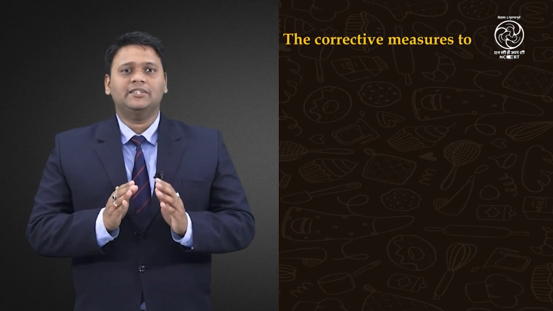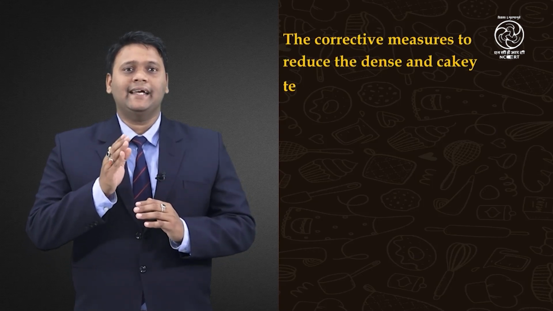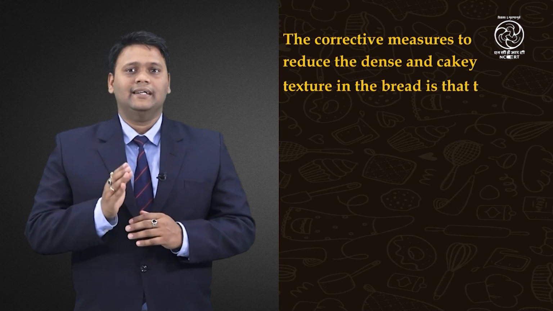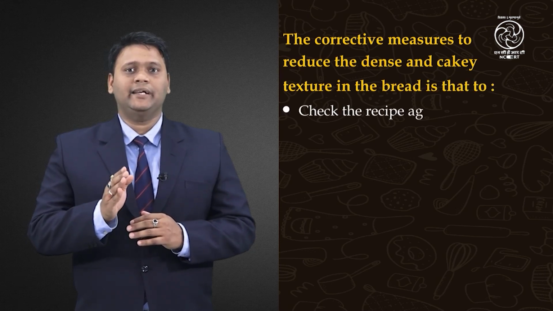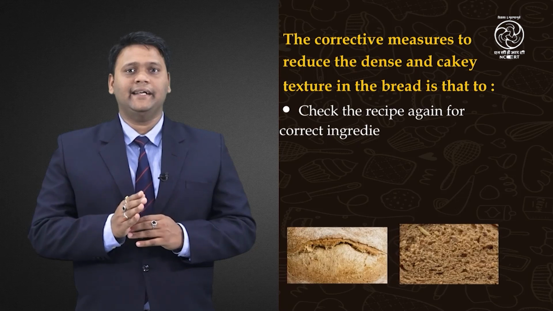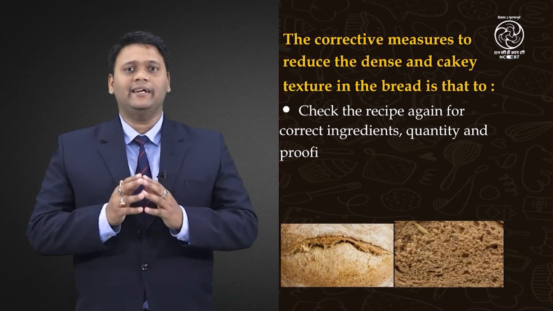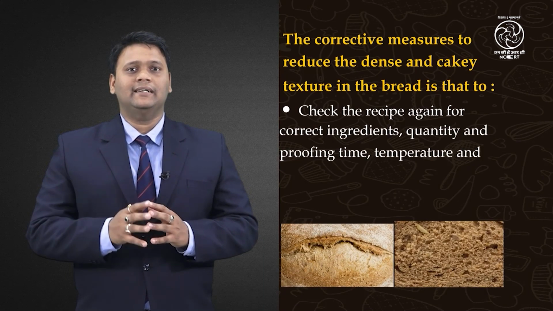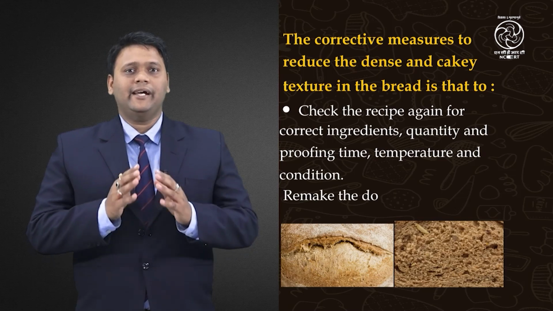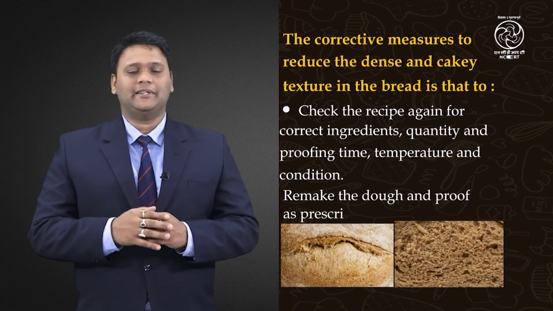The corrective measure to reduce the dense and cakey texture in the bread is to check the recipe again for correct ingredient, quantity and proofing time, temperature and condition. Remake the dough and proof as prescribed.